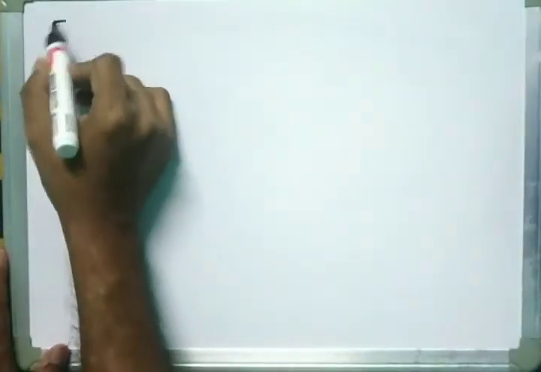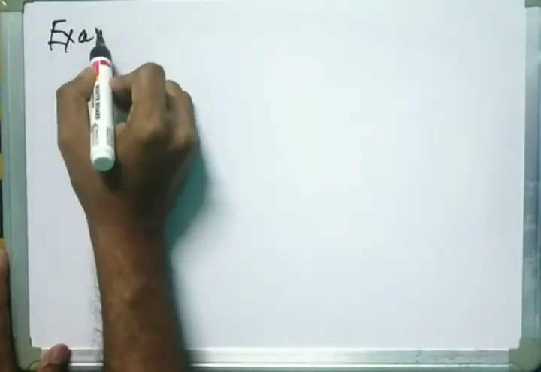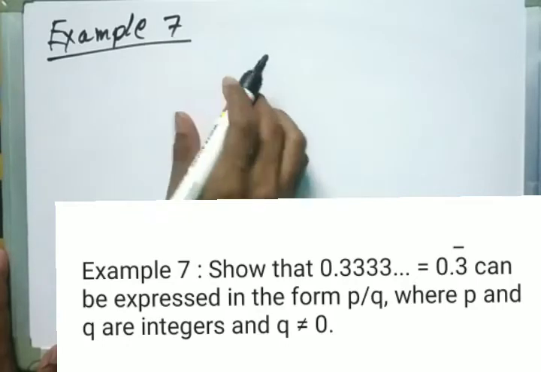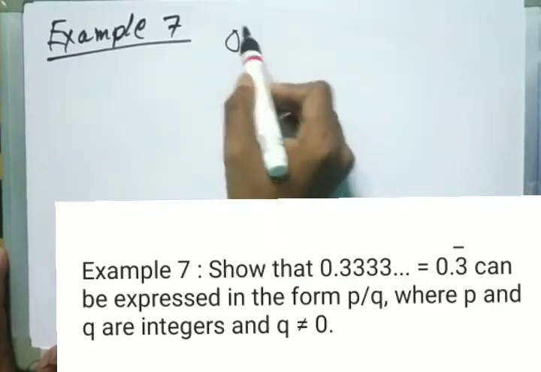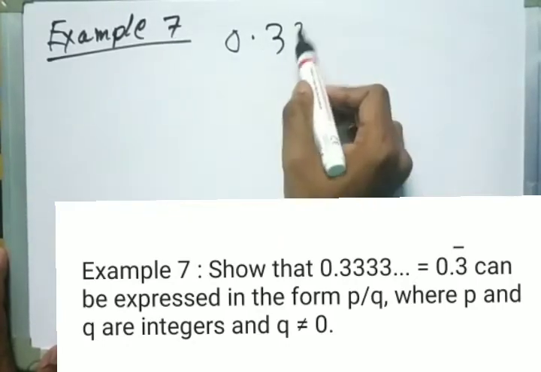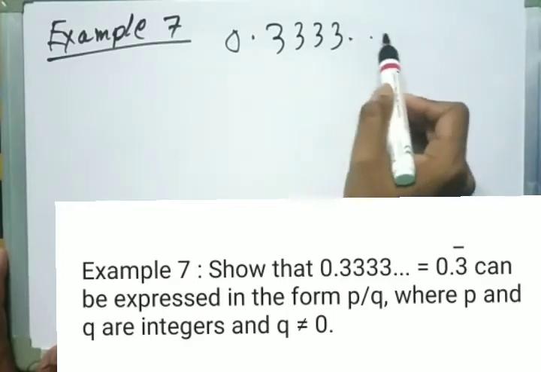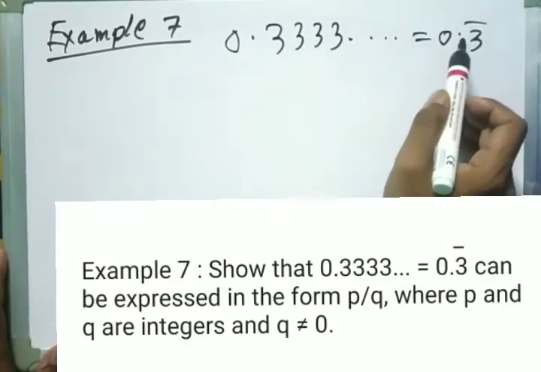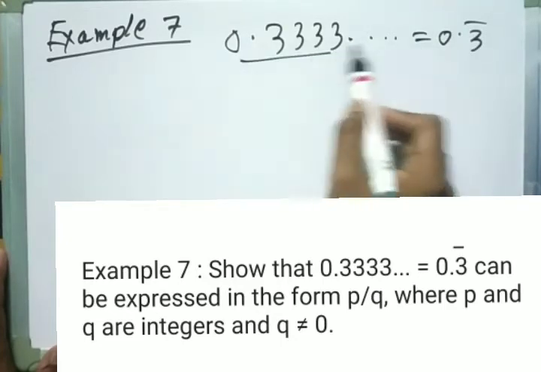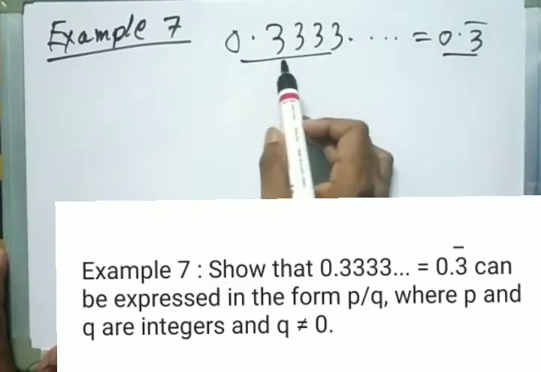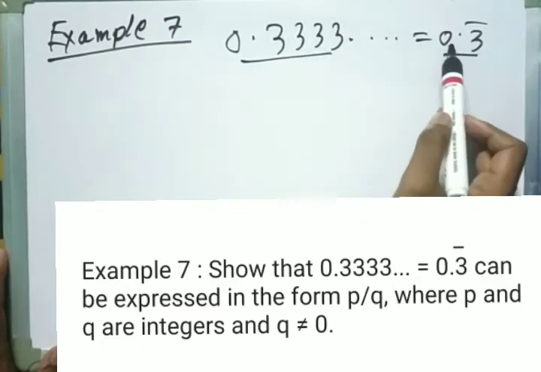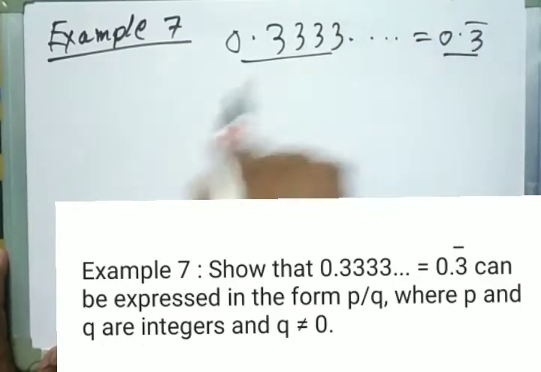Now coming to example 7. You can see that 0.333... is equal to 0.3 with a bar. This and this are the same, repeating 3, so we can write 0.3 bar.